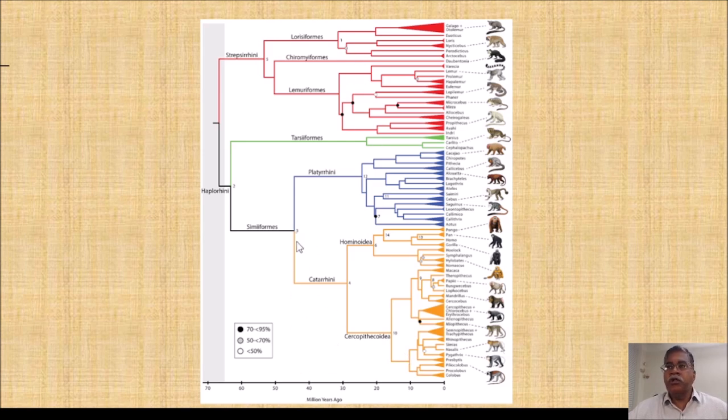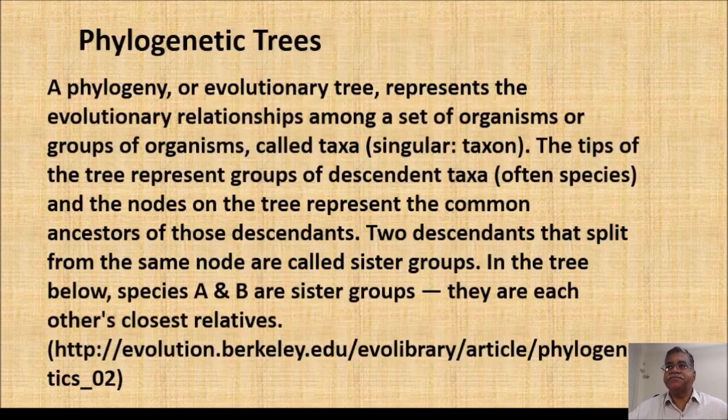And so you say, oh, looks like this bifurcation occurred a million years ago, right? And then this bifurcation is relatively like 10 million years ago. So you add a timeline to a cladogram, and then it becomes a phylogeny. Okay, so a phylogenetic tree, or evolutionary tree, represents evolutionary relationships among a set of organisms, a group of organisms called taxa.